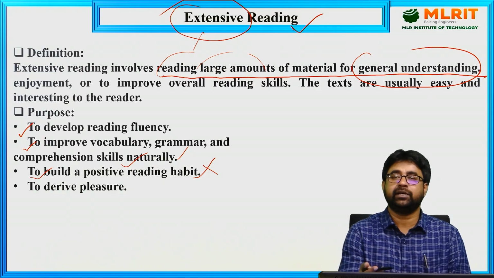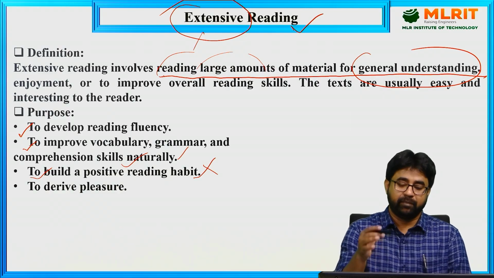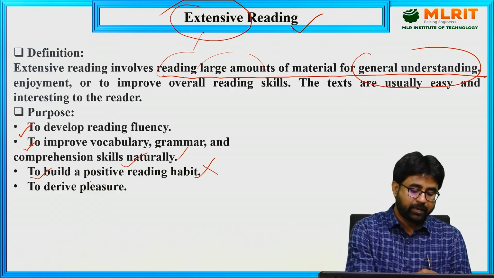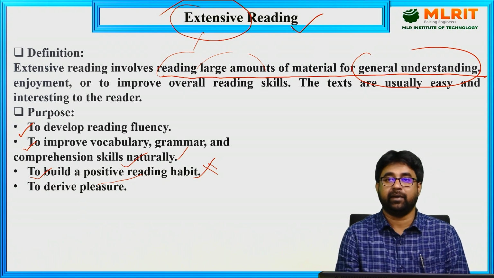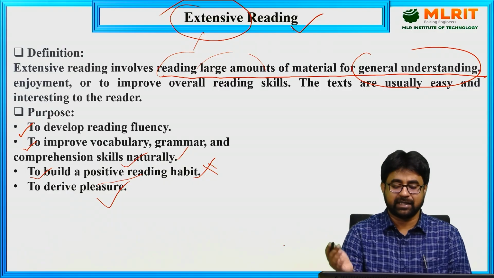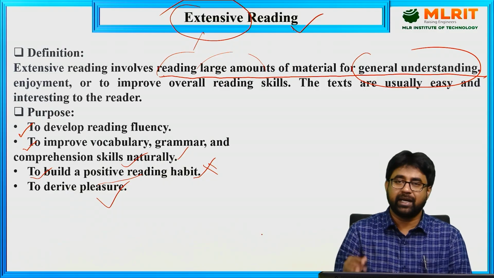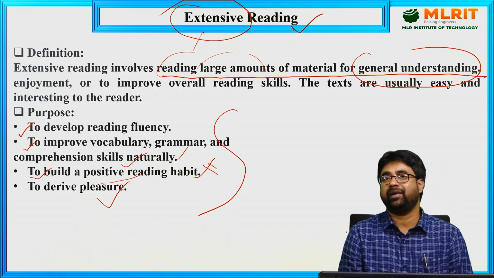So we can easily do it. And if we do it easily, what will happen? We will do it again and again. And because of that frequency, what will happen? Our positive habit would be developed. The habit of reading to derive pleasure also. When we read, let's say, a story or novel, what happens? We get pleasure also. We get enjoyment, right? So these are the purposes of extensive reading.